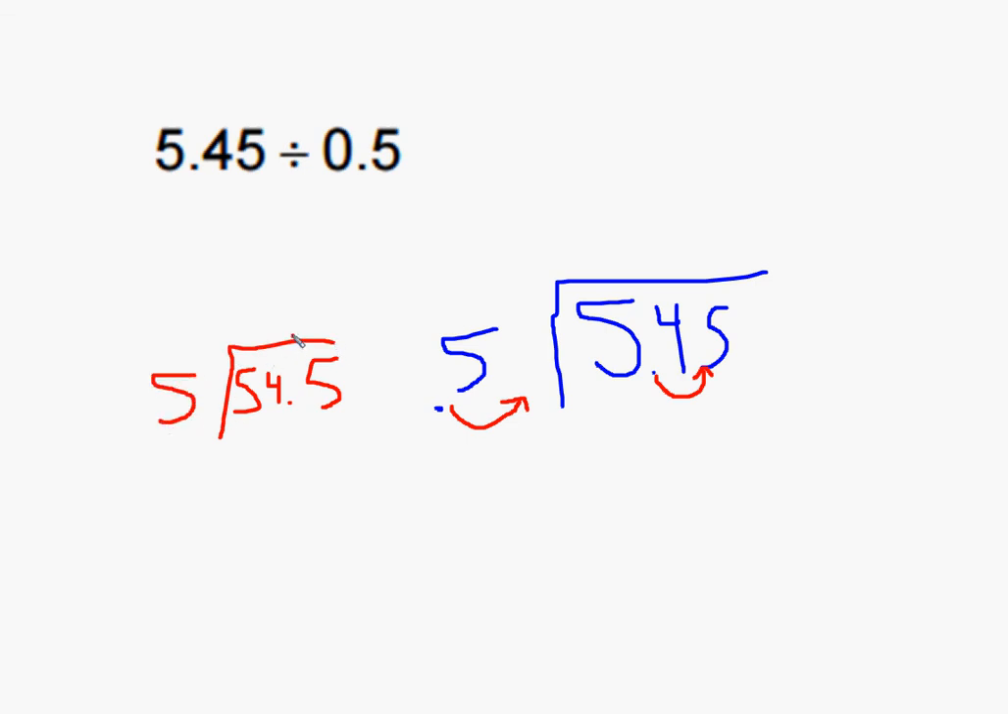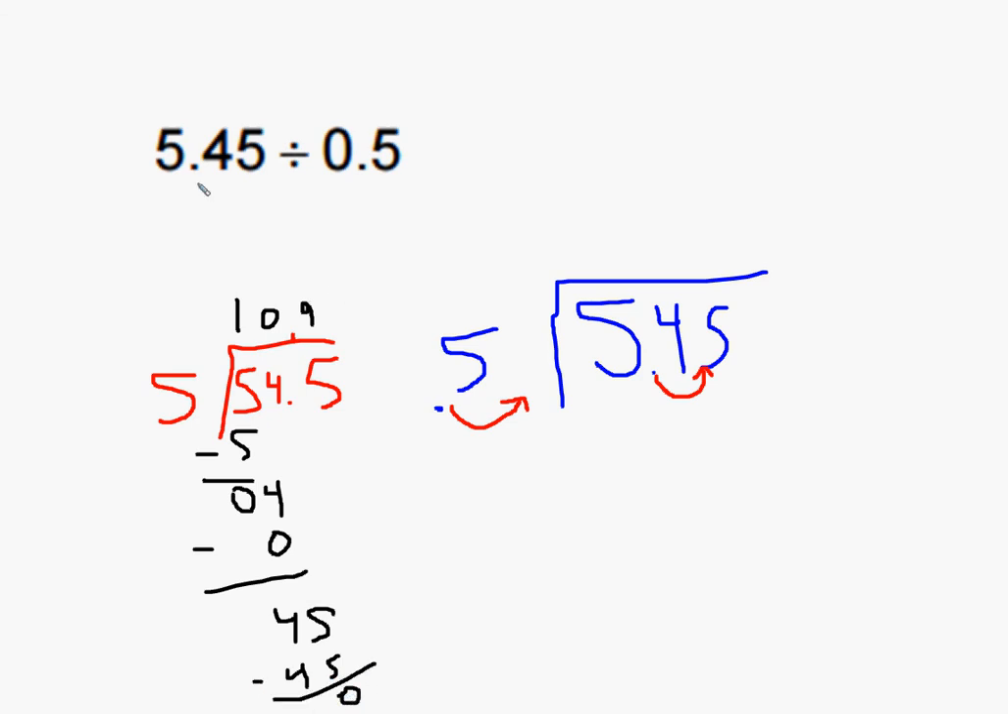Okay, so I bring this decimal up. 5 goes into 5 one time. 5 goes into 4 0 times. So 1 times 5 is 5. I subtract. I get 0. Bring down the 4. 5 goes into 4 0 times. 0 times 5 is 0. I subtract. I get 4. I bring down the 5. 5 goes into 45 9 times exactly. So this becomes 10.9. So 5.45 divided by 0.5 is 10.9.